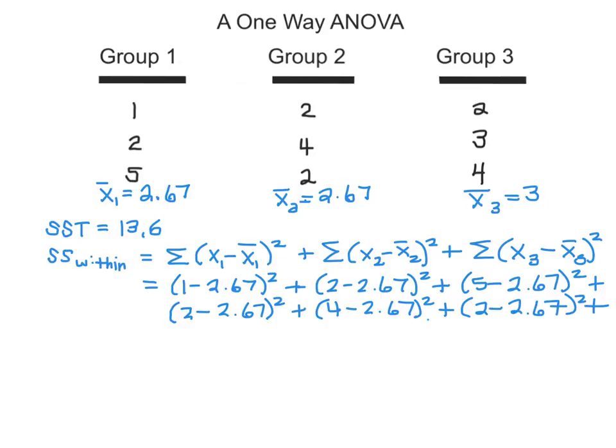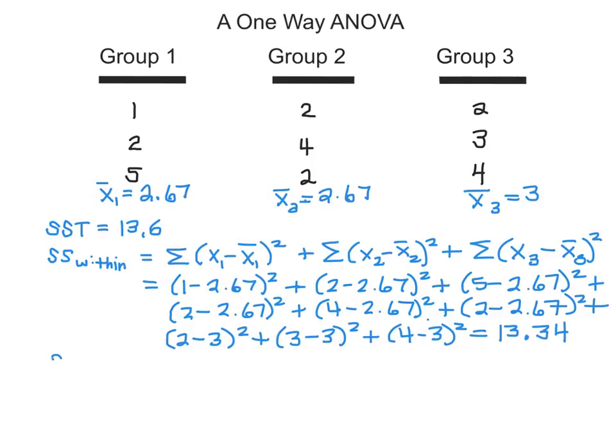And now we go on to group 3. The first value in group 3 is a 2, minus the mean for group 3, which is a 3, square that. The second value for group 3 is a 3, minus the mean from group 3, and square that. And the last value from group 3 is a 4, minus the mean from group 3, and square that. And this is going to give us the sum of the squares within. And when we put this into a calculator, we find that the sum of the squares within is 13.34.